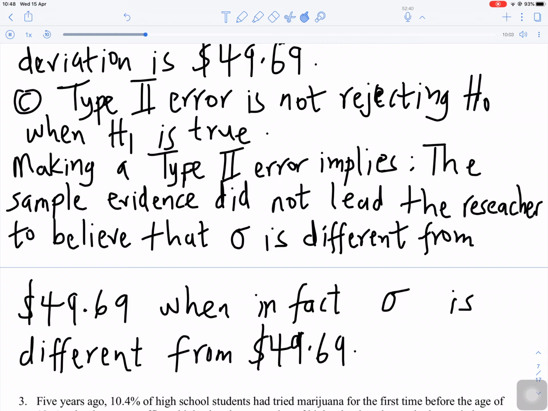Now remember, we don't use the word accept. Either you reject or you do not reject the null hypothesis. So a type 2 error is not rejecting the null hypothesis when H1 is true. In the light of this question, making a type 2 error implies the sample evidence did not lead the researcher to believe that sigma is different from 49.69, when in fact sigma is different from 49.69. This is just using the meaning of type 2 error to write out what it means in the light of the question.